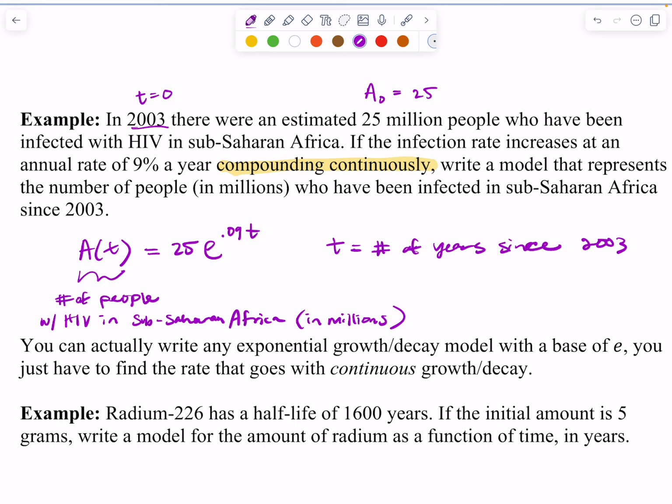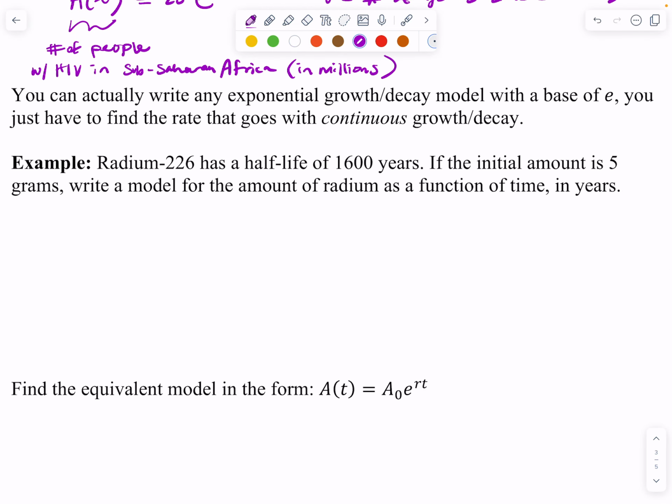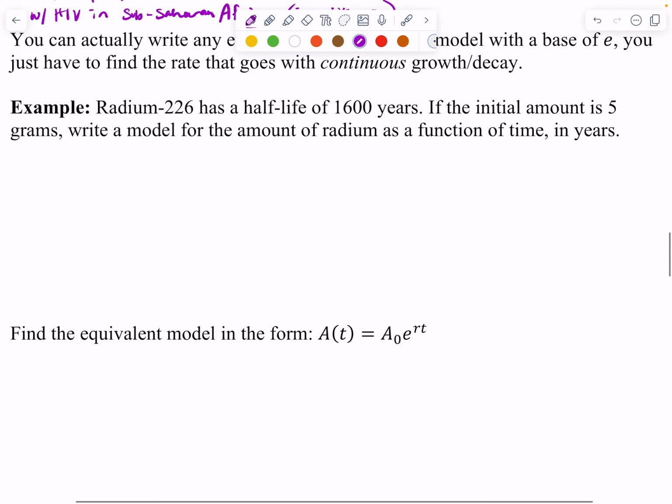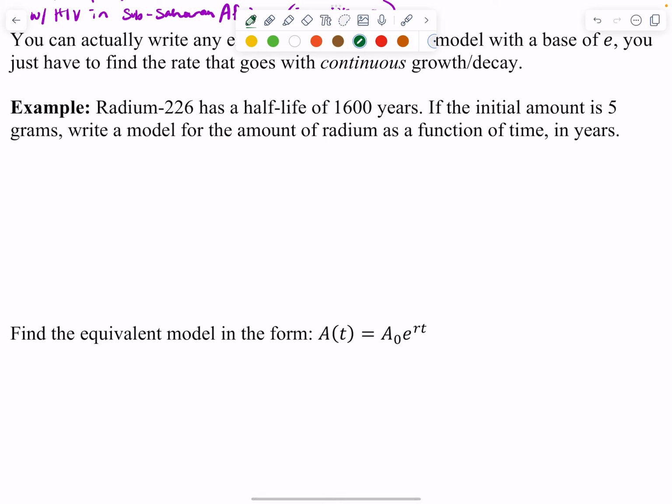Because the information that we're given about the growth rate has to do with it being compounded continuously. This next situation: radium-226 has a half-life of 1,600 years. If the initial amount is 5 grams, write a model for the amount of radium as a function of time in years. So I'll use R of t to represent the amount of radium-226 in grams. The initial amount is 5 grams. And then going off of this information, we're thinking, well, r would be minus 0.5, right?